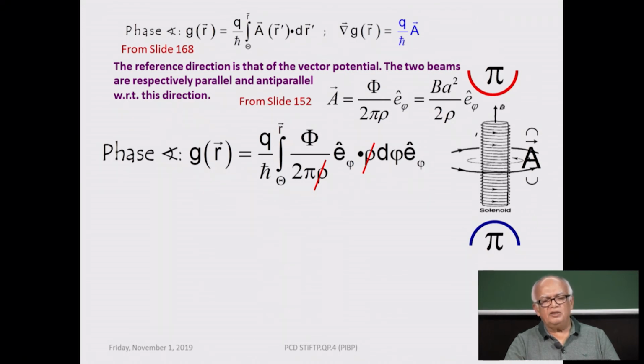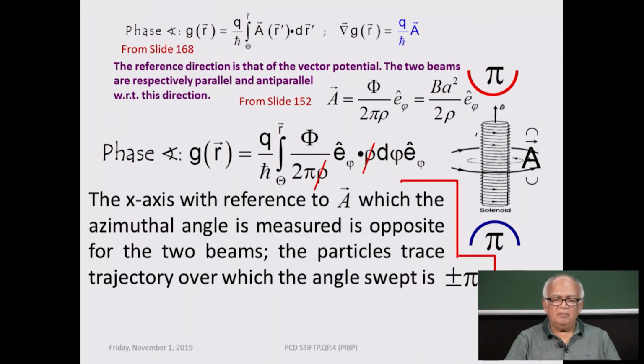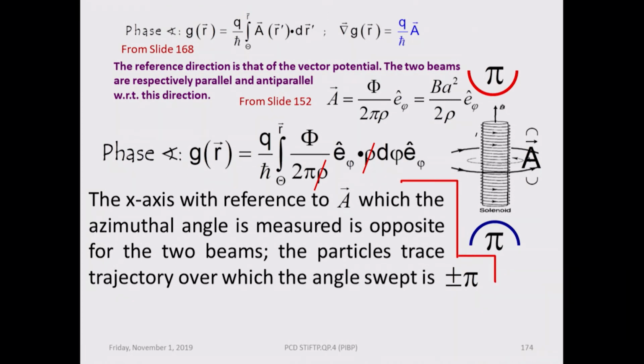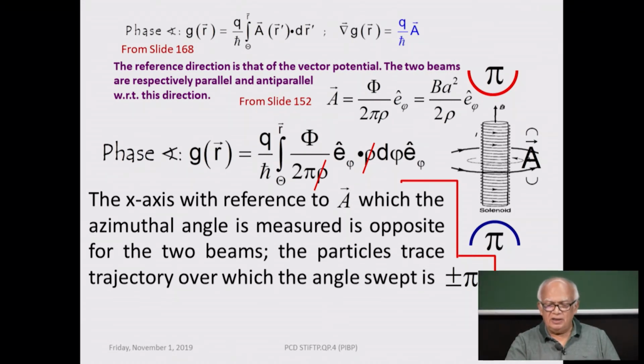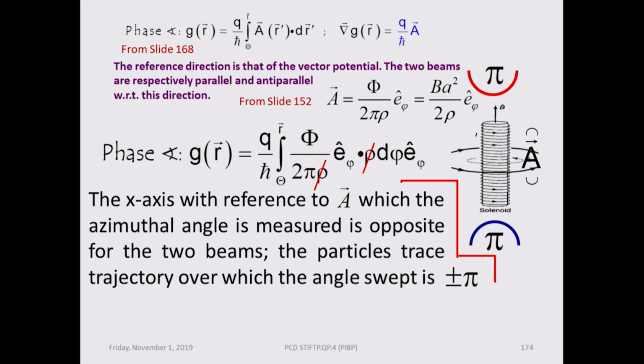So, you have q times phi over 2 pi, and then you are integrating d phi over the semicircle in the front and the semicircle on the back, and that will turn out to be plus or minus pi. Okay? It is going on the semicircle, so it will be plus or minus pi. So, the particle's trace trajectories over which the angle swept is plus or minus pi.